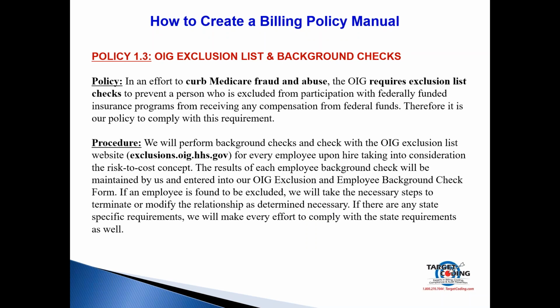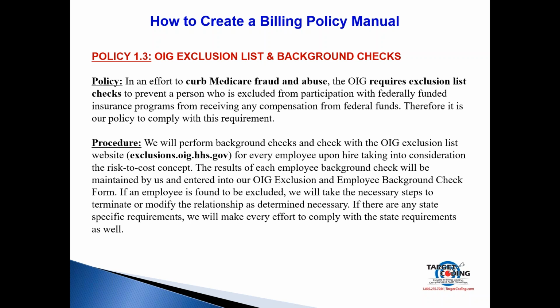So here's your next policy. Policy 1.3, the OIG exclusion list and background checks. Policy: in an effort to curb Medicare fraud and abuse, the OIG requires exclusion list checks to prevent a person who's excluded from participation from receiving compensation. Therefore, it is our policy to comply with this requirement. That's the policy. What's the procedure?